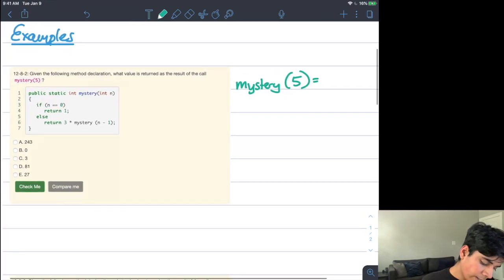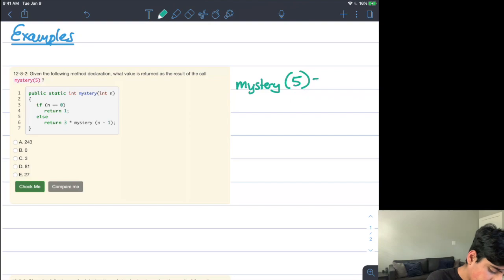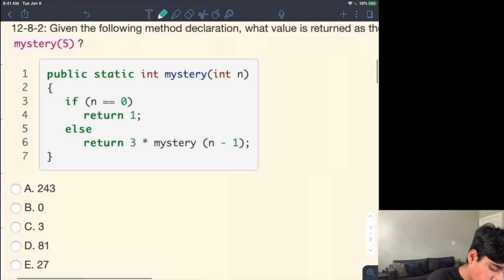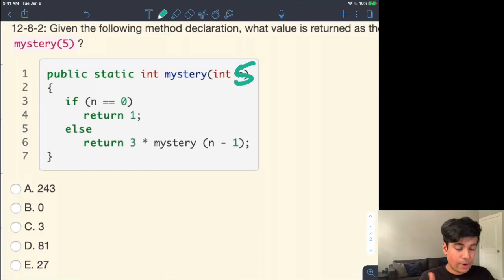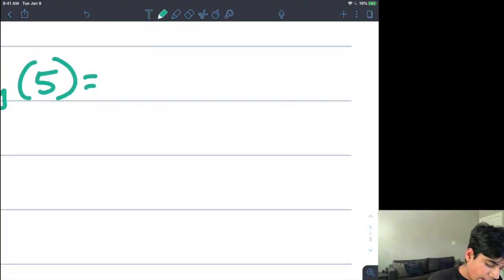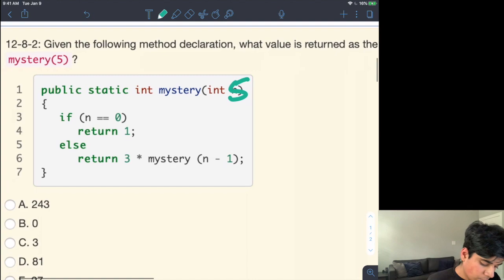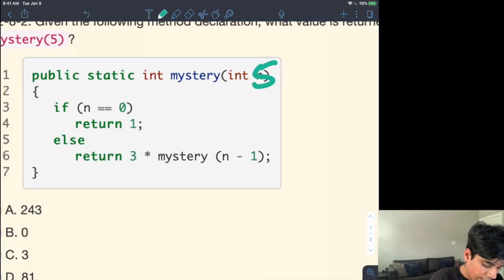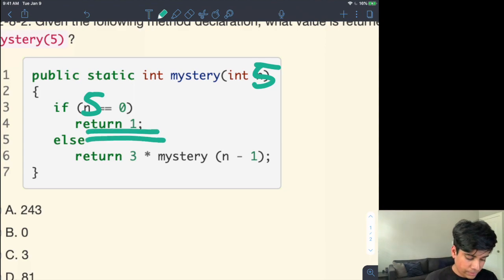So what you're going to do is look at number 5 over here, and use 5 as your parameter for your actual method. Now you're going to figure out what this is actually going to return, or what it's equal to in this case. We look at this if statement. If my parameter is equal to 0, it's going to return 1. Well, 5 is not equal to 0, so it's definitely not going to do that. It's going to go to the else statement.